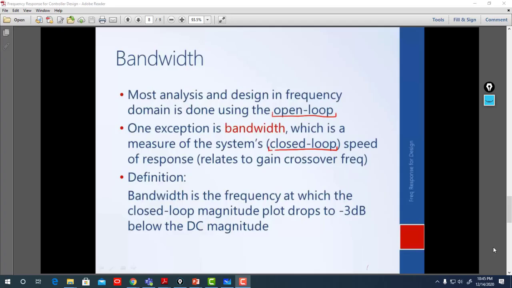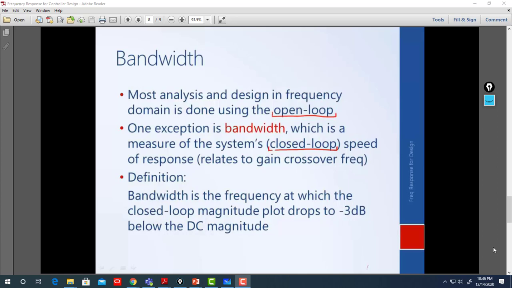So one last thing we want to show is the bandwidth. Most analysis and design in frequency domain is done using the open loop, as we know, with only one exception, where we need to do the analysis in closed loop, which is the bandwidth. If you want to know the bandwidth of your system, you need to have the closed loop Bode diagram. So all the analysis and design for the controller, you use the open loop except for the bandwidth.